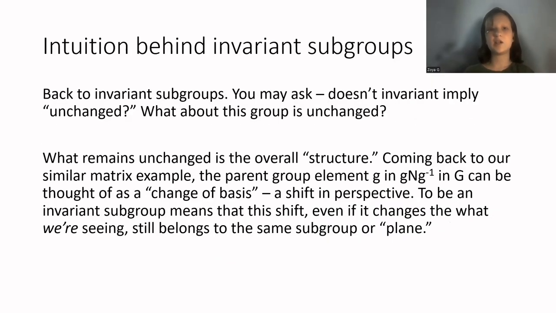So the intuition behind invariant subgroups. Back to invariant subgroups, you may ask, doesn't invariant imply unchanged? What about this group is unchanged? And that is a great question. So what remains unchanged is the overall structure. Coming back to our similar matrix example, the parent group element G in G and G inverse in G can be thought of as a change of basis or a shift in perspective. To be an invariant subgroup means that the shift, even if it changes what we're seeing, still belongs to the same subgroup or plane.